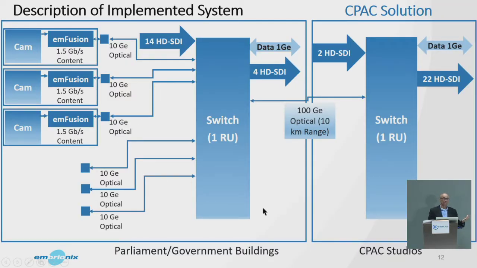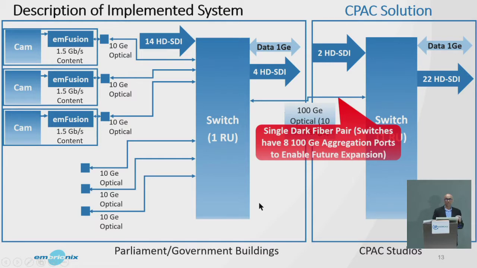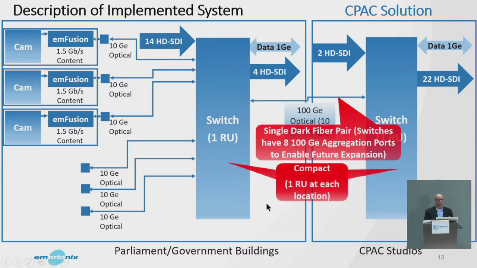So now the implemented system. So this is the system. You'll see a complete IP system shown here, a 1RU switch at each location, that same single dark fiber pair initially. The switches installed have a total of 800 gig aggregation ports. So initially, we're just using one of those. Compact, those 1RU 48 port switches at each location.